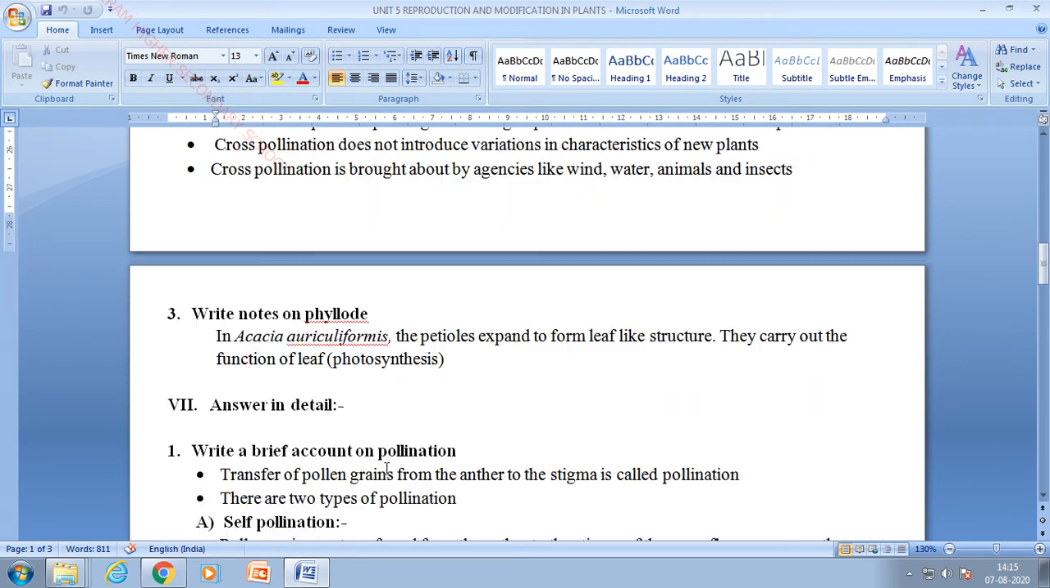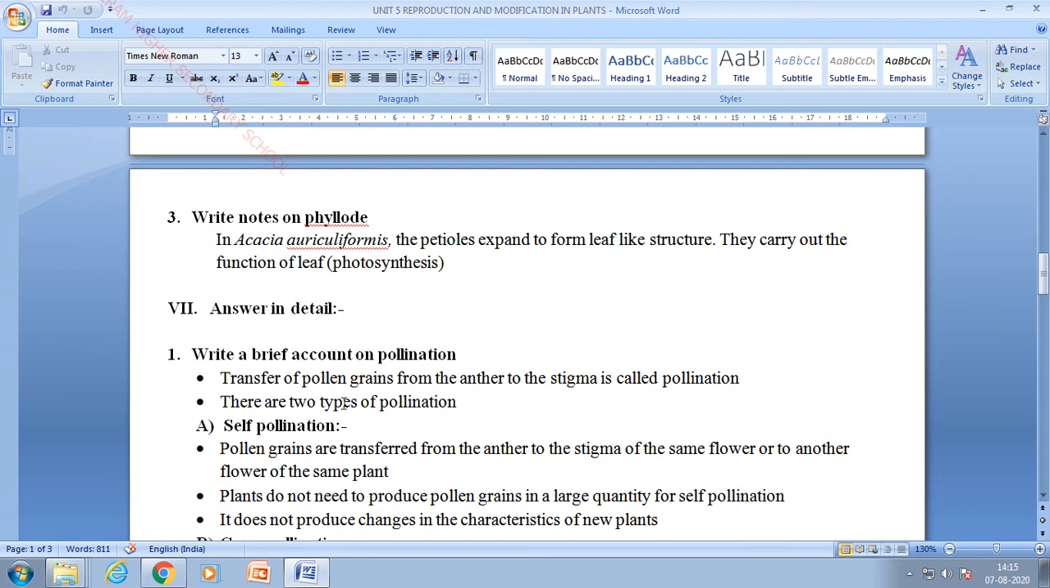Third one, write short notes on phyllode. So phyllode is a modification of the leaf. In Acacia auriculiformis, listen to this spelling correctly, Acacia auriculiformis, the petioles expand to form leaf-like structures. The petiole is a part of the leaf. The petioles expand to form leaf-like structures.